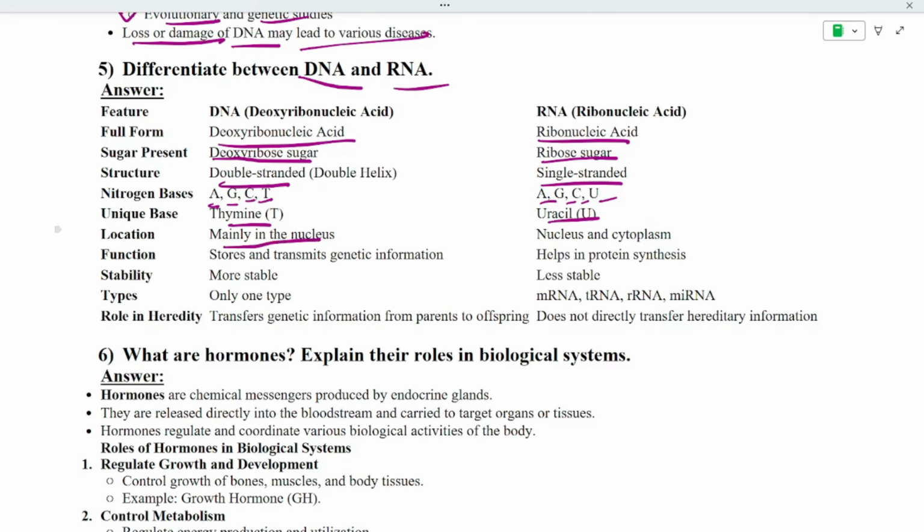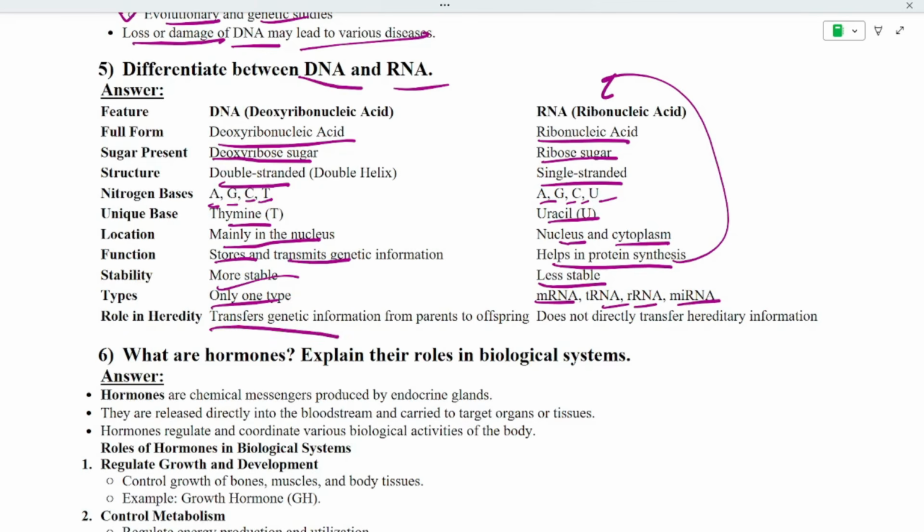DNA is mainly in the nucleus, while RNA is in the nucleus and cytoplasm as well. DNA stores and transmits genetic information. RNA is used for protein synthesis. DNA is more stable, RNA is less stable. DNA has only one type, while RNA types are mRNA, tRNA, rRNA, miRNA. In heredity, DNA transfers the genetic information from parents to offspring, while RNA does not transfer directly.